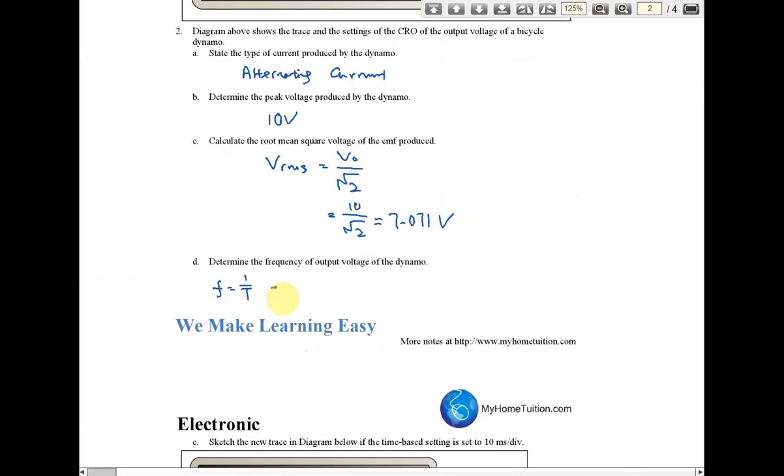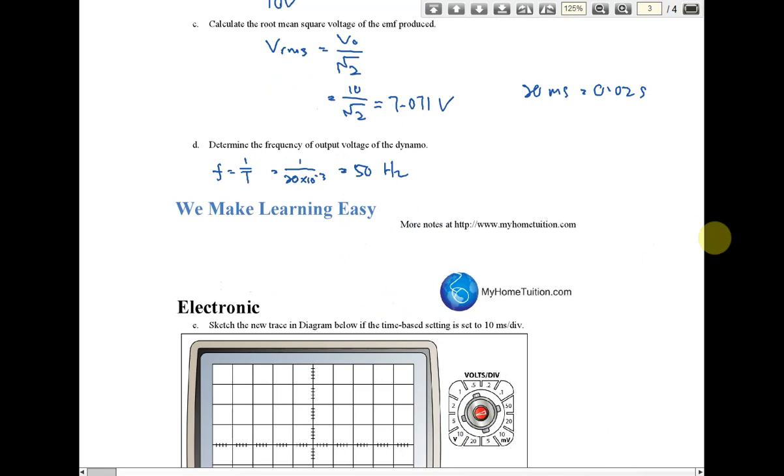So the period is equal to 20 milliseconds. A milli is times 10 to the power of negative 3. Okay, or 20 milliseconds is equal to 0.02 seconds. And this is equal to 50 hertz. 50 hertz. Let's see this one.